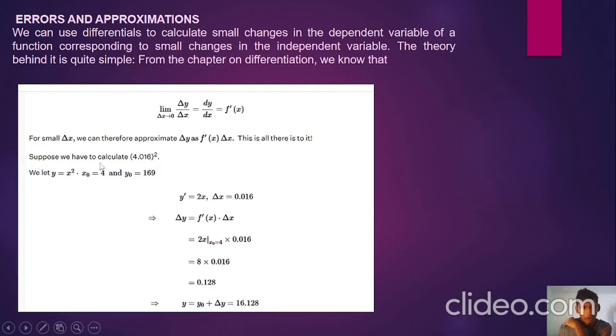Suppose we have to calculate 4.01 squared. We let y is equal to x squared, x naught is equal to 4, and y naught is equal to 16. This is how it follows.